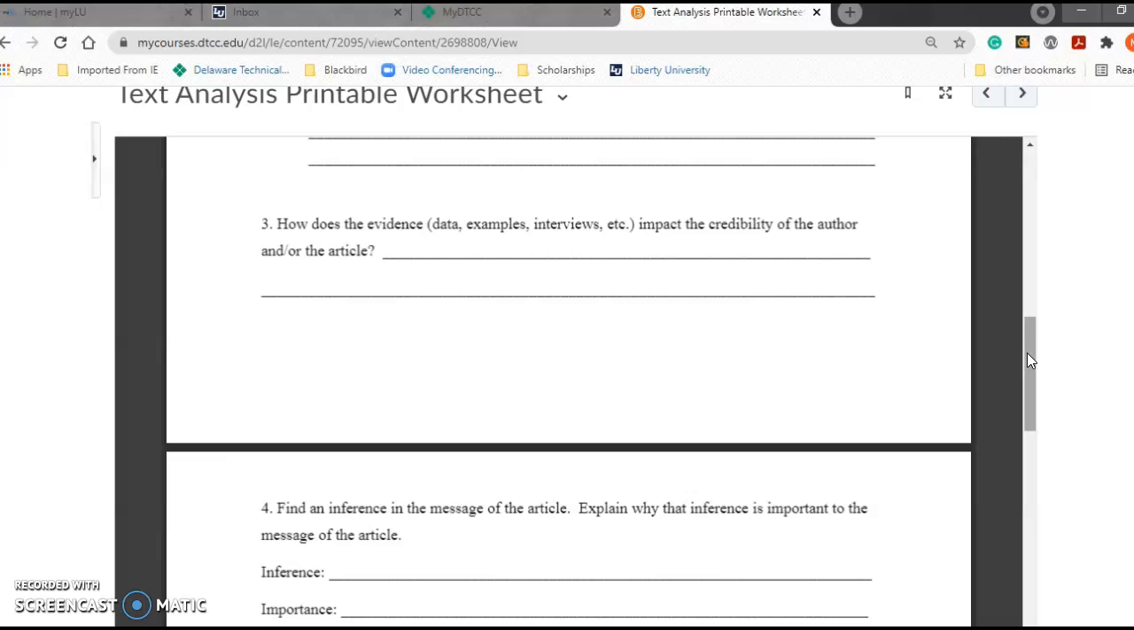All right, and then the next question is, how does the evidence, data, examples, interviews impact the credibility of the author and/or article? So the information you see, does it make them credible or not credible?